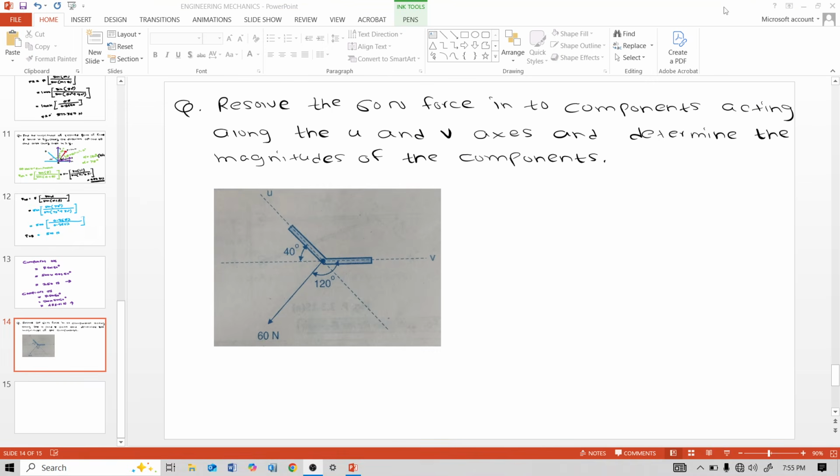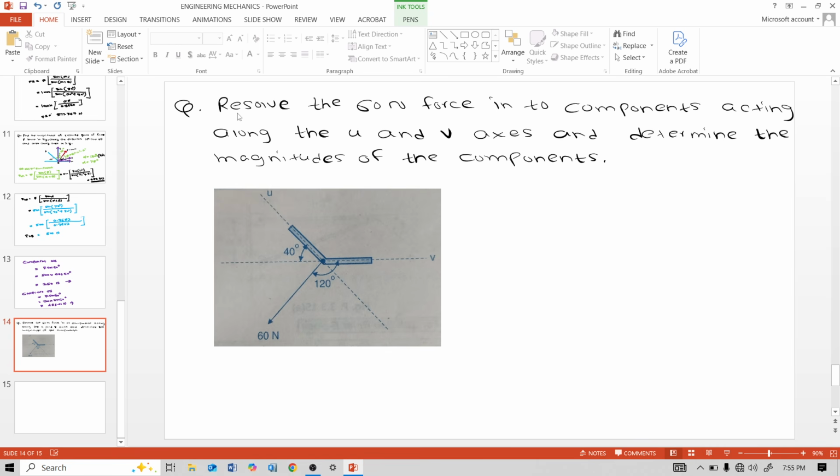Hello all. Today in this video lecture we will see a different numerical on the resolution of forces chapter, and in this numerical we will resolve oblique components. So we will find the magnitude of those oblique components. Before that, just understand this numerical.